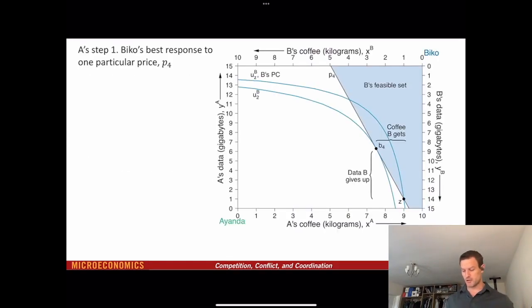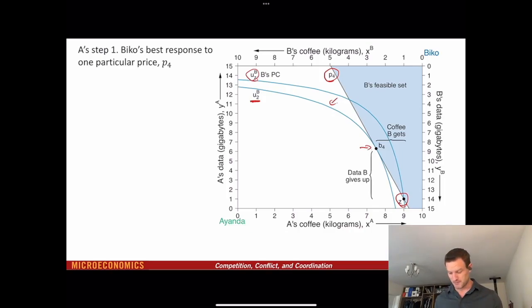Here what we're saying is we've got some allocation Z, which is the endowment point, and then we have a price line P4, okay, so P4 over here. And when we think about that price line, P4, how is Biko going to choose the point that he would want given that price that Ayanda offers him? Well, let's look at his indifference curves. We've got the first indifference curve, UZB, through point Z, right? That's his initial indifference curve. He can increase his utility. He can get more utility by moving to U2B. U2B is tangent to the price line at point B4.